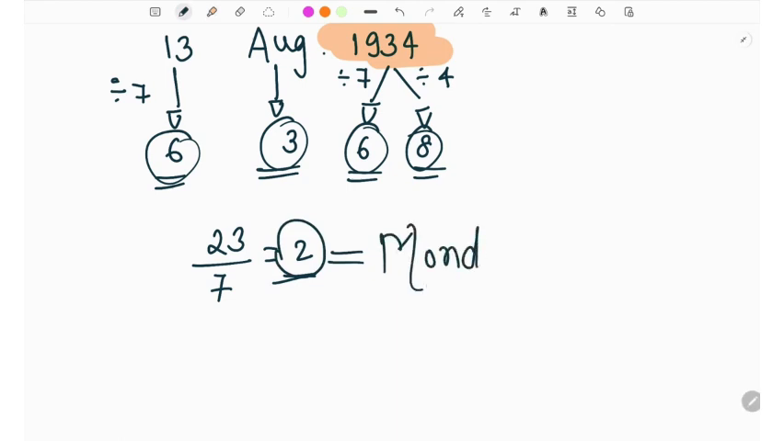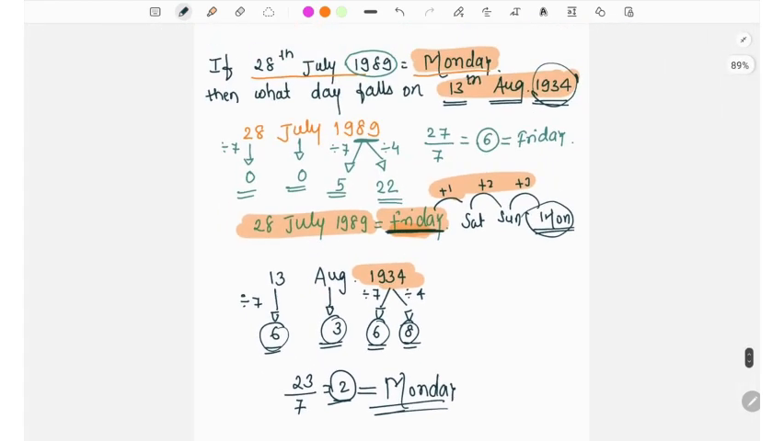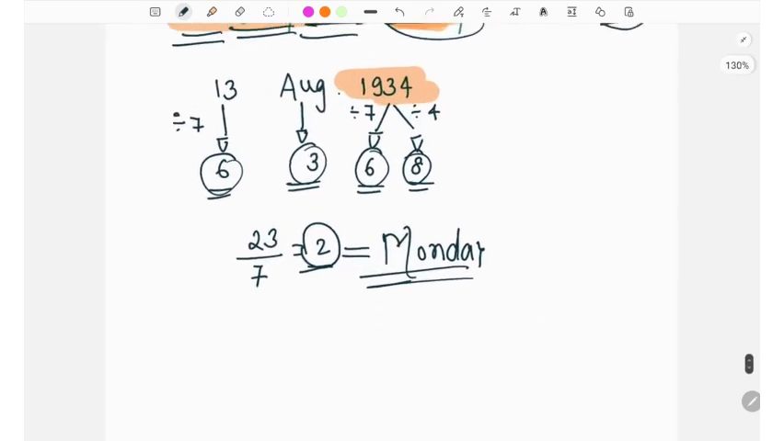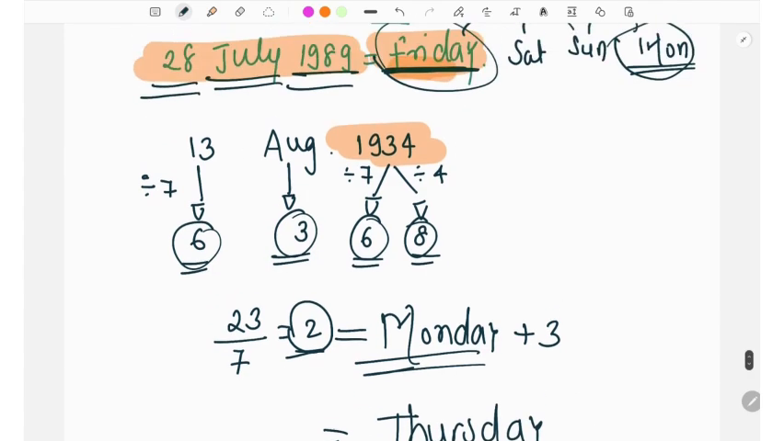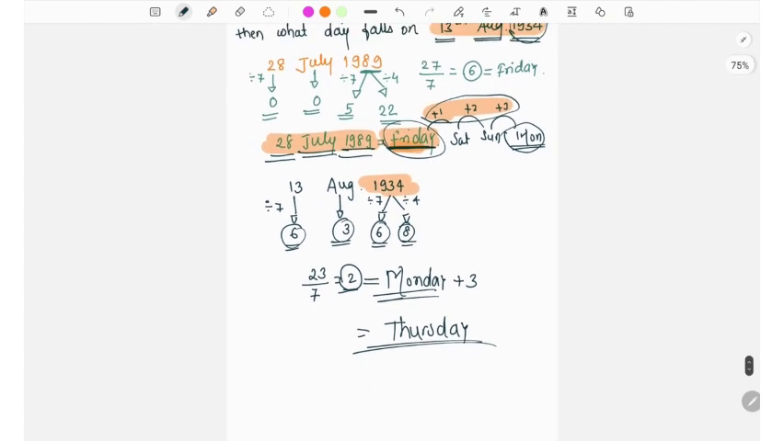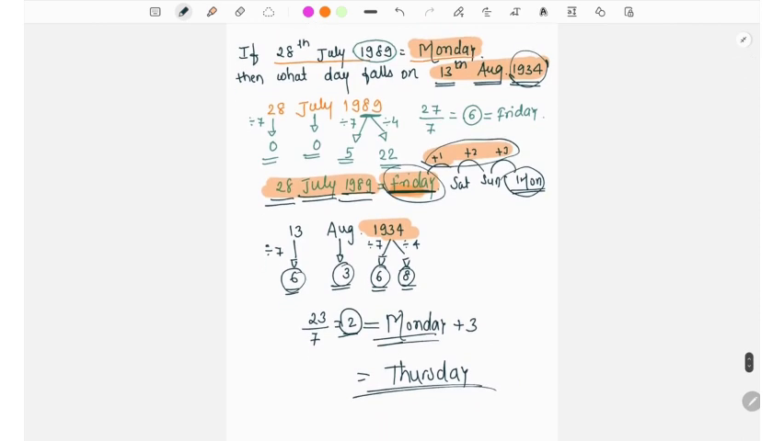But is this your final answer? No. Why? Because the actual data on 20th of July 1989 was Friday, but what they have done in this data is plus 3. A similar error you have to make in this given date as well. So Monday plus 3. After doing Monday plus 3, Thursday will be the answer for your given question. So this is category 2 of the questions that can be asked in your examination, students.